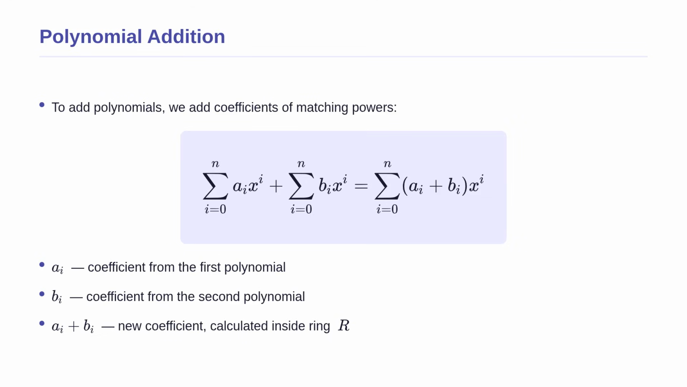Knowing what a polynomial looks like, how do we add them? This formula shows exactly how we add two polynomials together. We simply take the coefficient ai from the first polynomial and add it to the coefficient bi of the second polynomial for every matching power of x. The crucial part here is that this addition operation happens entirely inside the rules of the original base ring R. Because the base ring is closed under addition, the new coefficient is guaranteed to also be in the ring R. This ensures that the sum of two polynomials is always another valid polynomial in the same ring.